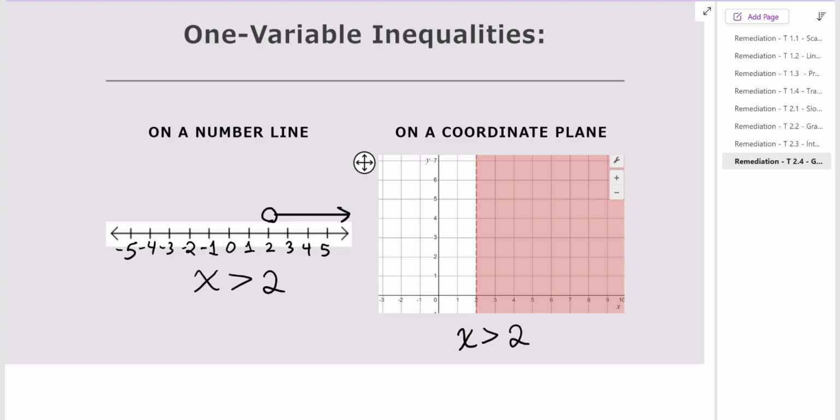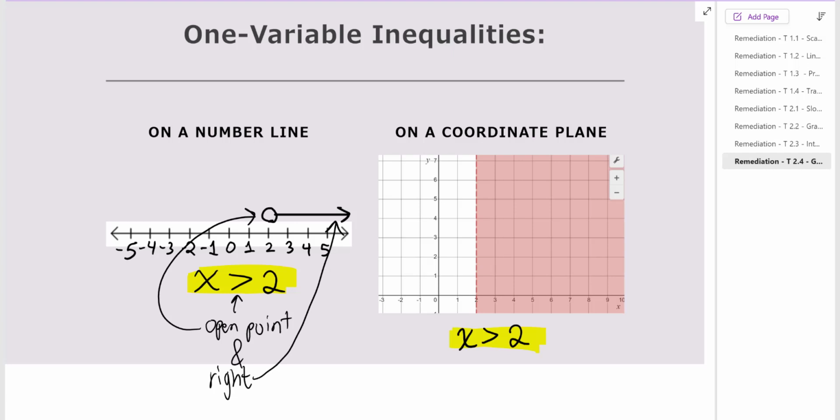Okay, so these are the same inequalities. X is greater than 2, x is greater than 2, but it's different depending on if it's on a number line versus if it's on a coordinate plane. Okay, so remember that greater than symbol means open point and right. Okay, so the open point is right there, and then it goes in the direction of right.